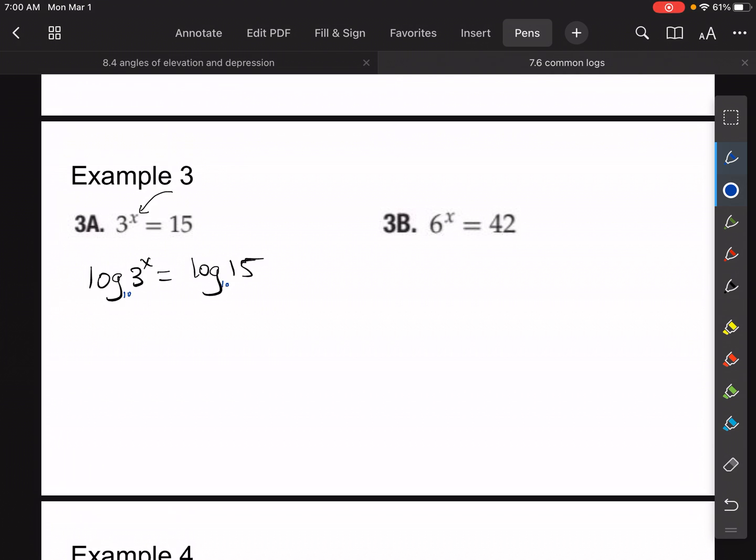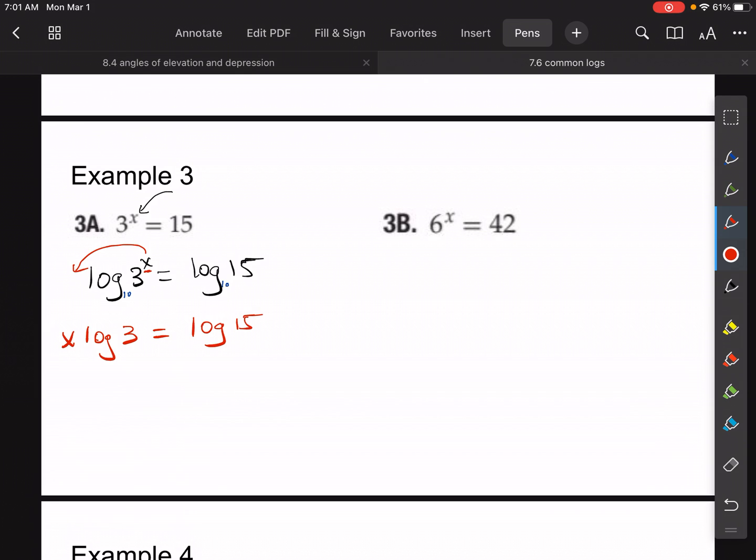Okay, so now that I've taken the logarithm of both sides, I have to use my properties of exponents and logarithms from last time. Notice that we have something to a power here. So that's multiplication, so I'm going to pull that to the front. This is going to look like this: x times the logarithm of 3 is equal to, and if that is confusing to you, go back to the last lesson and watch the video again. But that is equal to log 15.